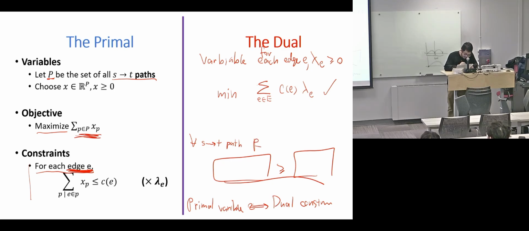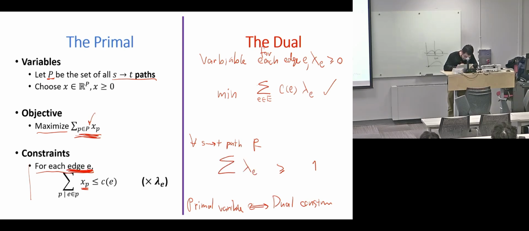Like for each path p, the coefficient here is 1, so I put 1. And what about the left hand side? Well, I just need to ask how many... Okay, let me just write it down. It's going to be the sum of lambda e for all e in p. Why is that?